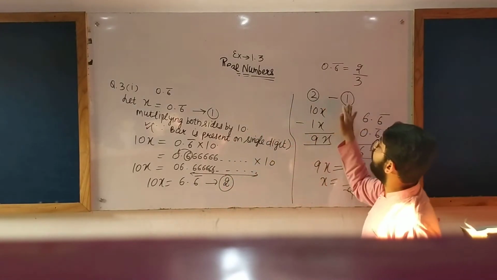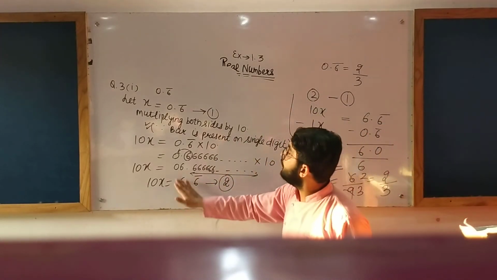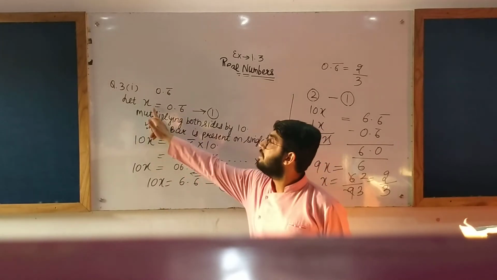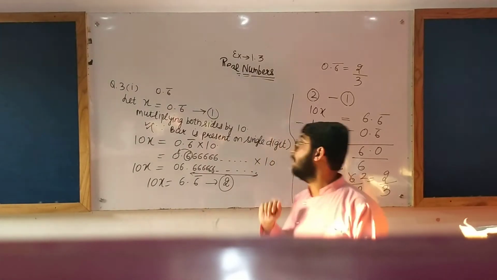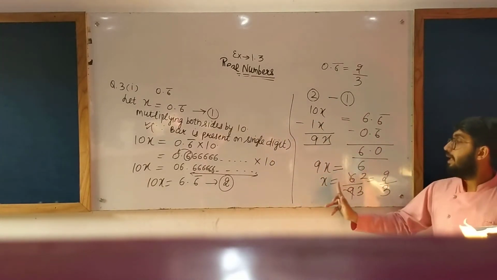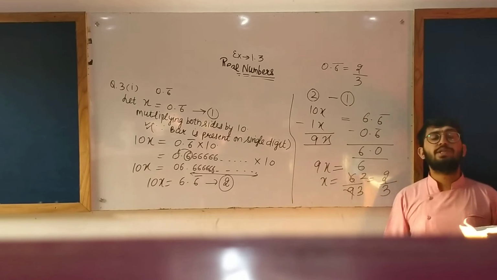Now subtracting, equation 2 minus equation 1. 10x minus x gives you what? 9x. 6.6 bar minus 0.6 bar gives you what? 6. So 9x equals 6, x equals 6 by 9. That is, the answer is 2 by 3.